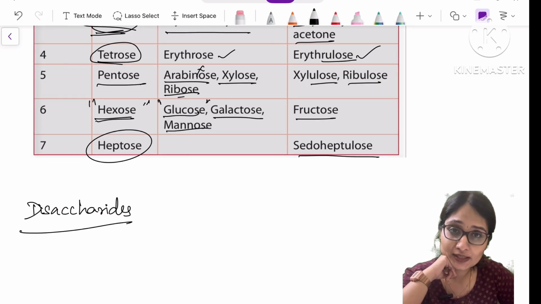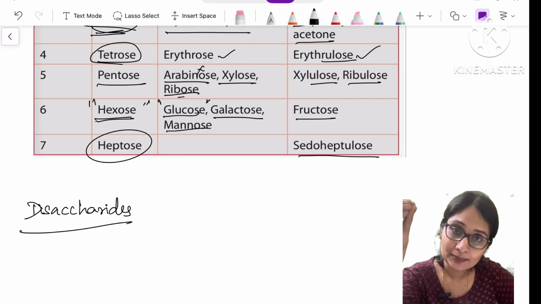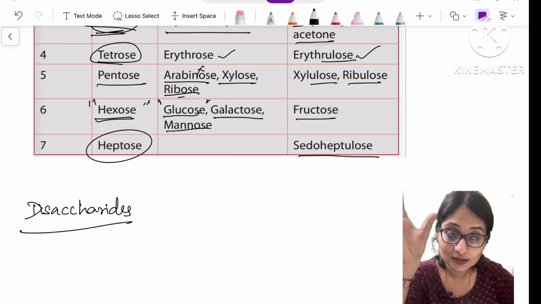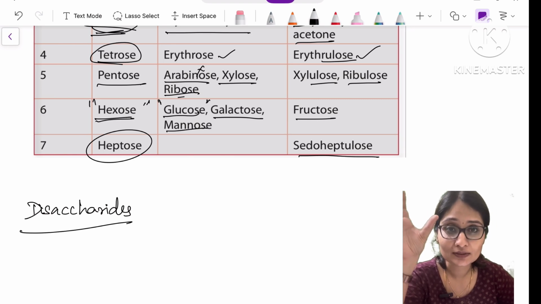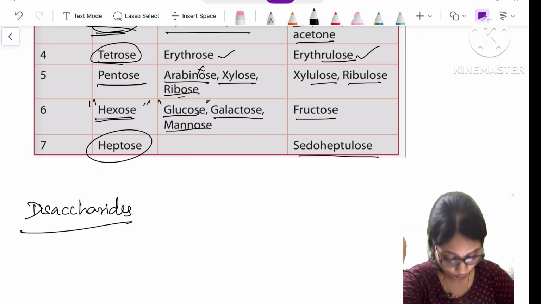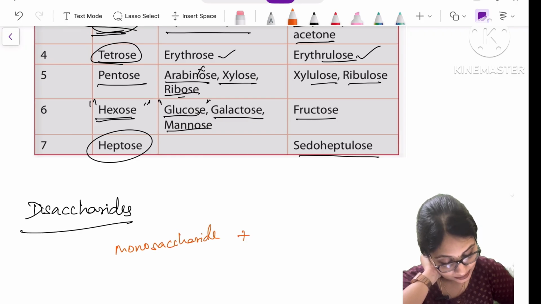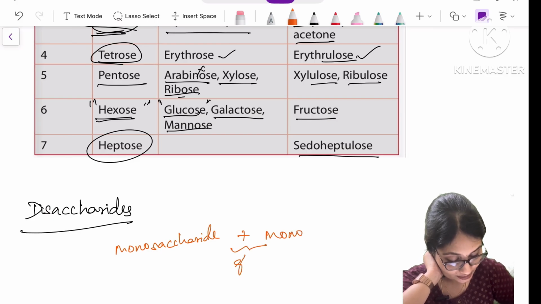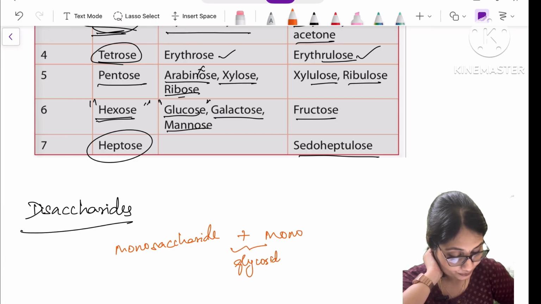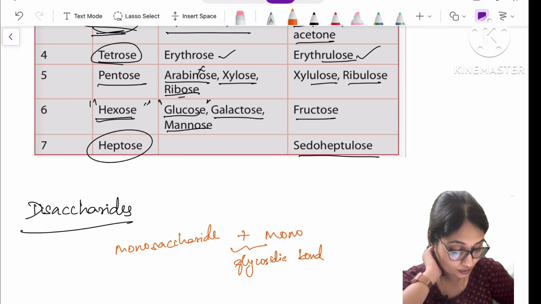So what do you mean by a disaccharide? A disaccharide simply means 2 monosaccharide units combining together. The 2 monosaccharide units combine together, so there should be a bond between them, right? And that bond is called a glycosidic bond. So a disaccharide is simply a monosaccharide plus another monosaccharide, and the bond here is a glycosidic bond. Okay, so this is about disaccharides.